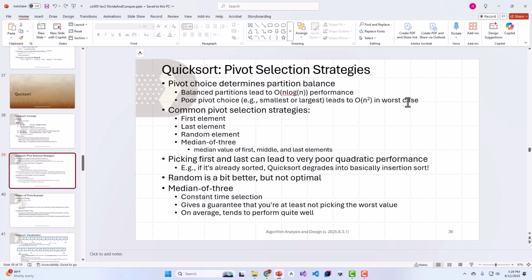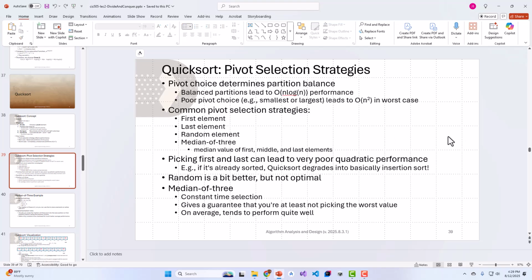Picking a good pivot. Picking one randomly is not terribly bad, but picking the first or last, you cannot guarantee performance. Okay, so the pivot choice determines partition balance. Balanced partitions lead to big O of n log n. Poor pivot choice leads to n squared. Common pivot selection strategies are first element, last element. Those are bad usually. Random is a little bit better. Median of 3 is the one that's most common.